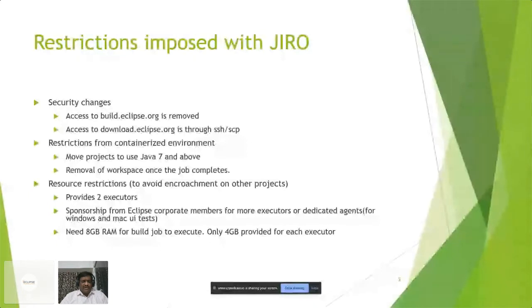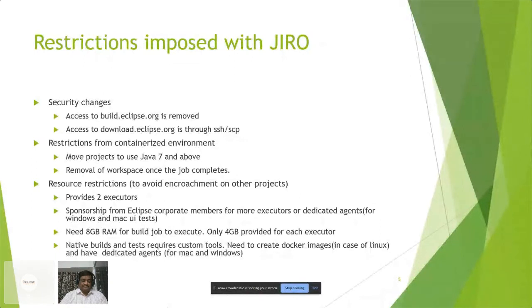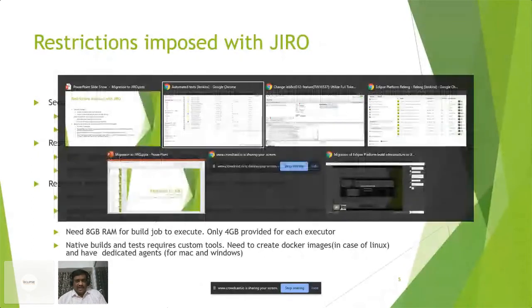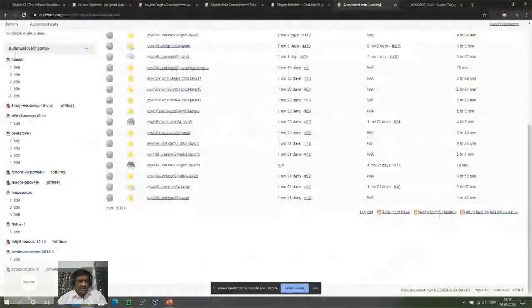Next problem we have is, the platform build requires 6 GB of RAM, but only 8 GB is provided for each executor. So we have to come up with a custom pipeline with our own memory allocation here. I will show you how we did it.